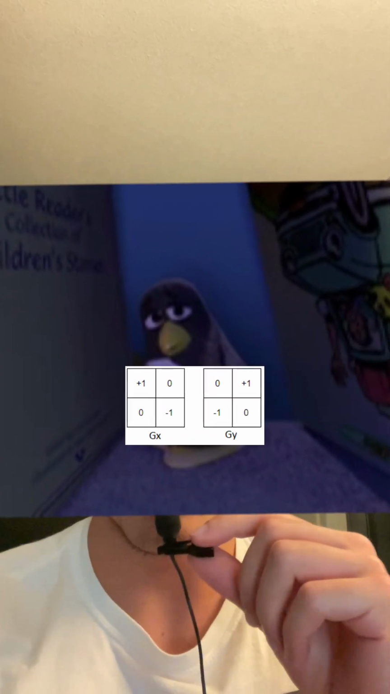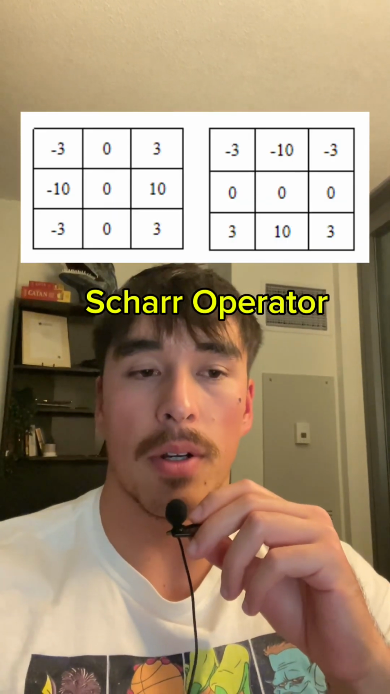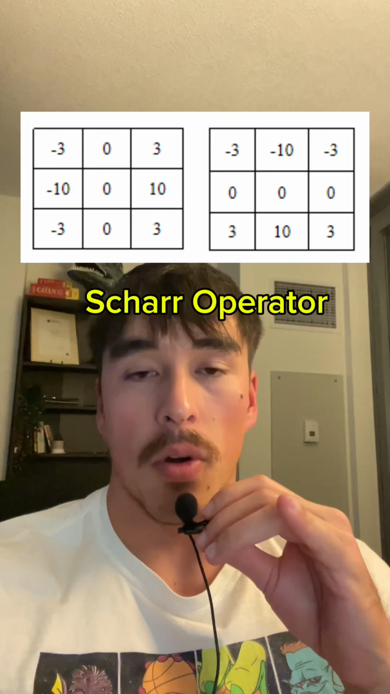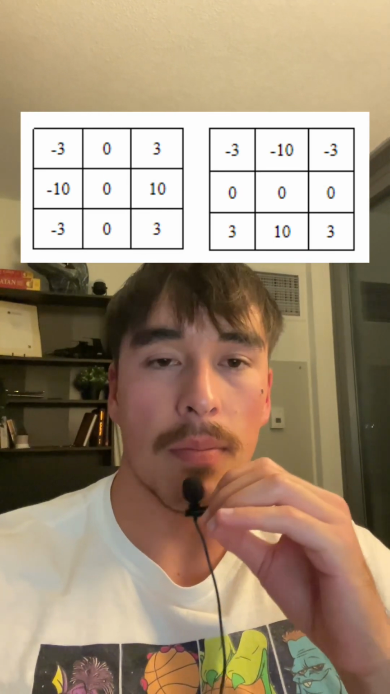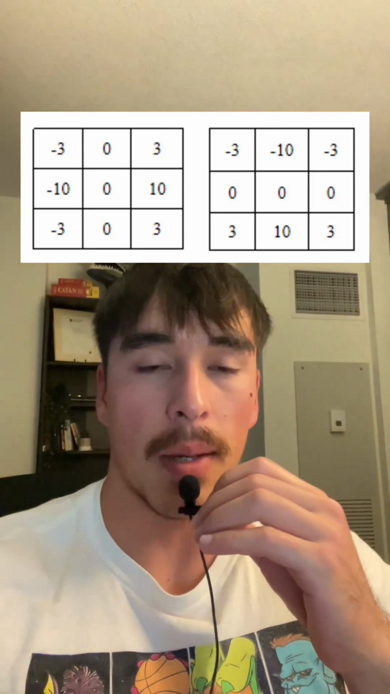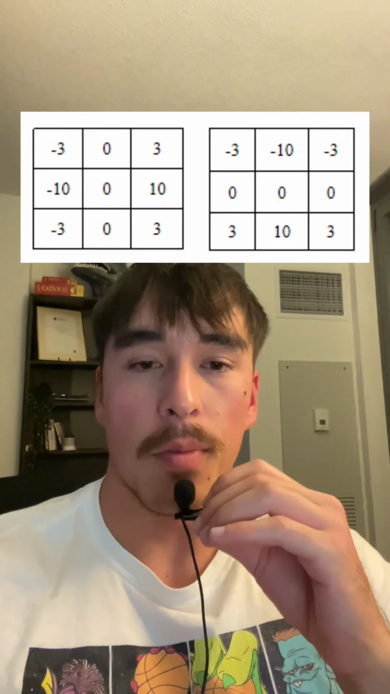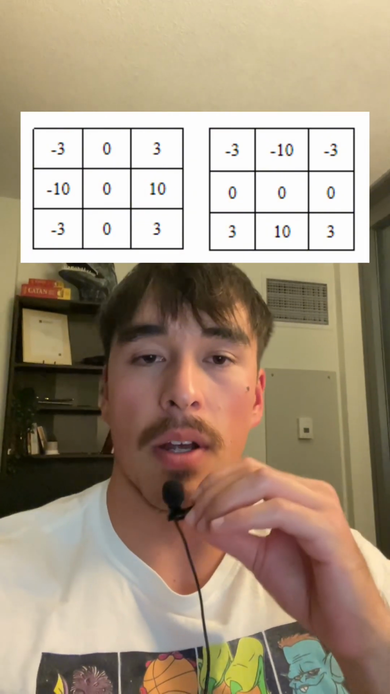Up next, we have the Scharr operator, and much like the Prewitt and the Sobel operator, it places more emphasis and more weight on the center of the kernel. This allows the algorithm to become better at detecting the edges at the expense of being more computationally expensive. And with this more robust system, it allows the images to become rotationally invariant. That means that you can rotate the image in any direction, and it's still going to detect the image edges as perfectly as it would if it was straight up and down.